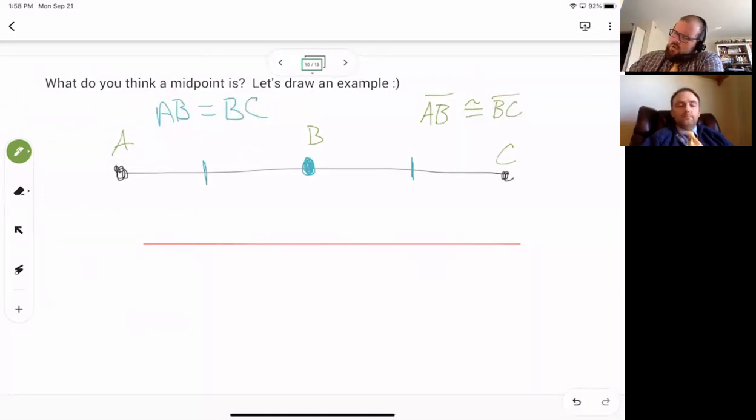And if it's in the middle, is it like half the length of the whole thing too? Yes, so I could say like AB is equal to 1/2 of AC. That's true. Cool, I like it. Midpoints are fun.